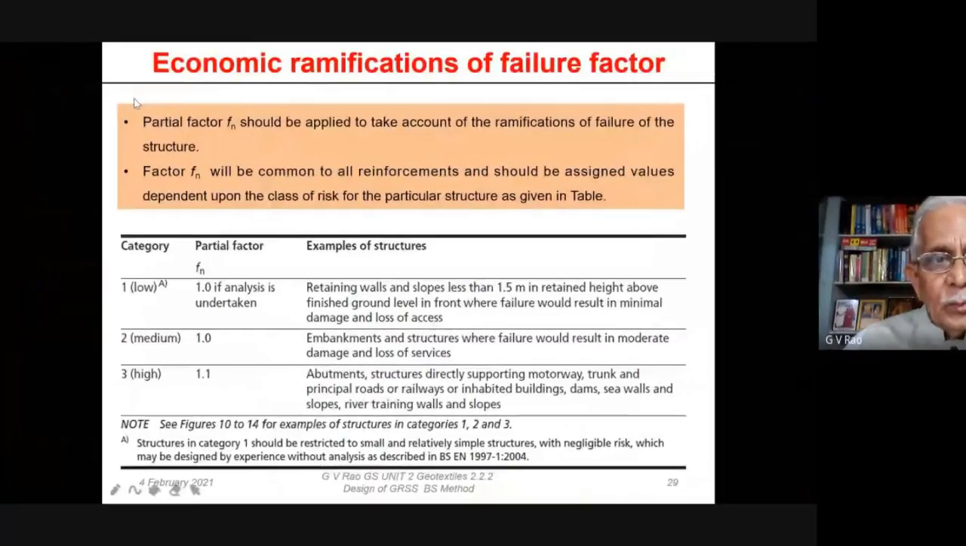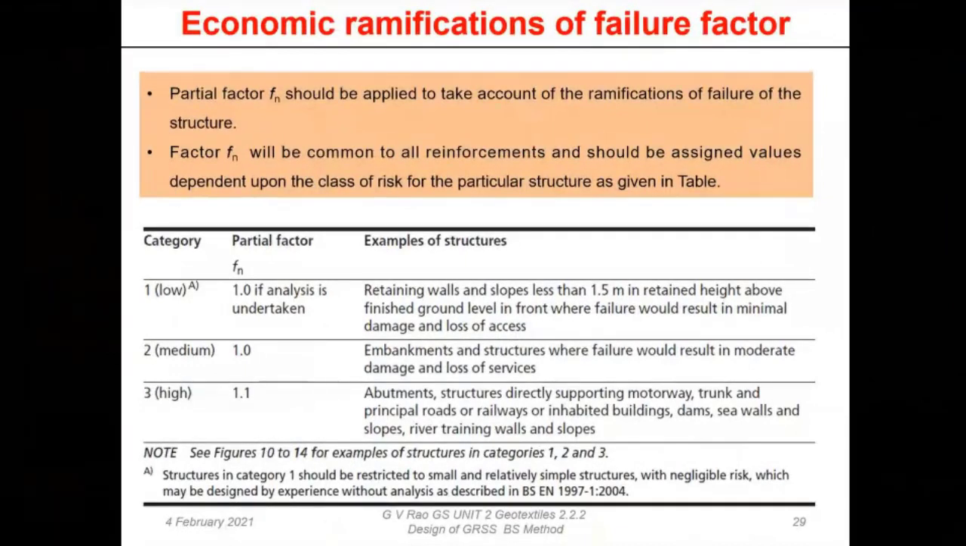So when we are starting to understand these things, one important factor which you have seen already in the last class is a factor called Fn. F means partial factor, and this is subscripted as Fn. Now these are very small letters, so you should see the soft copy and then remember these values also. Remember this terminology. This is Fn. This factor should be applied to take into account the ramifications of failure of the structure.